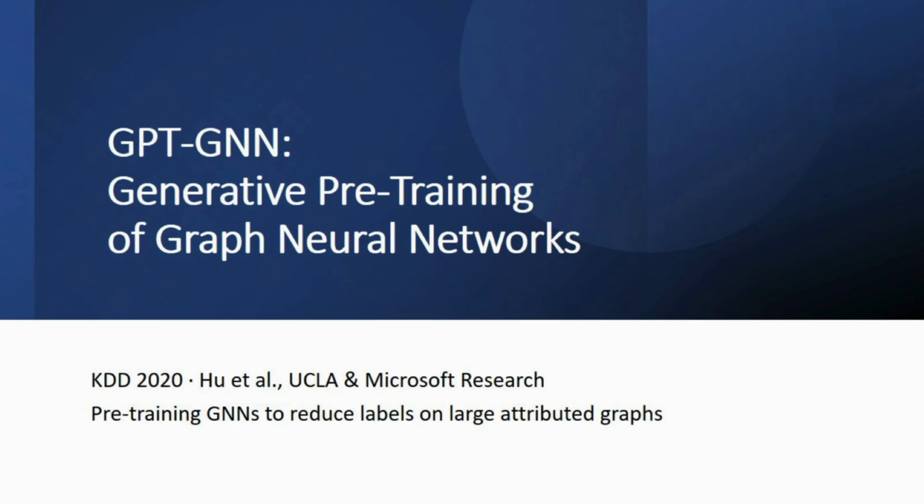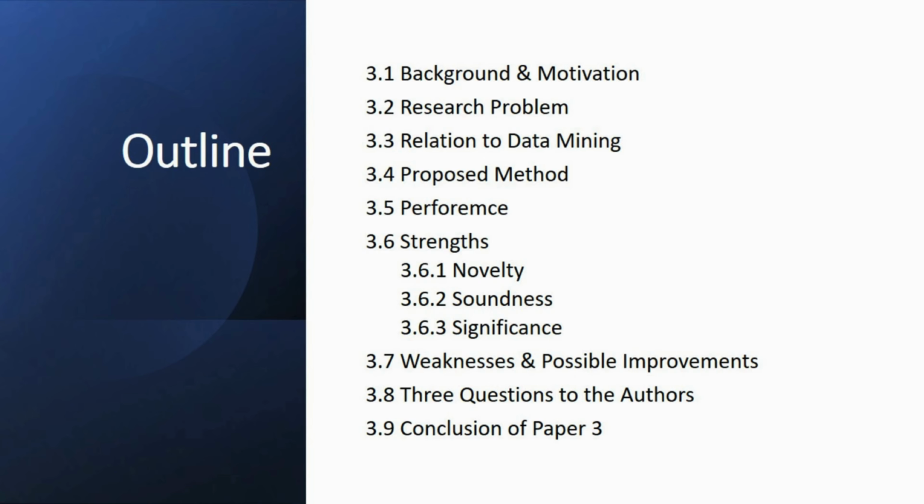Next, I will present our third paper, GPT-GNN, Generative Pre-training of Graph Neural Networks, a KDD 2020 work on reducing label requirements in large attributed graphs. Here is the outline for our third paper. I will walk through the motivation, the research problem, its relation to data mining, the proposed method, performance results, strengths, weaknesses, our questions to the authors, and finally the conclusion.